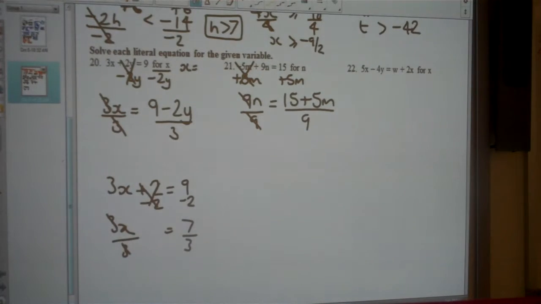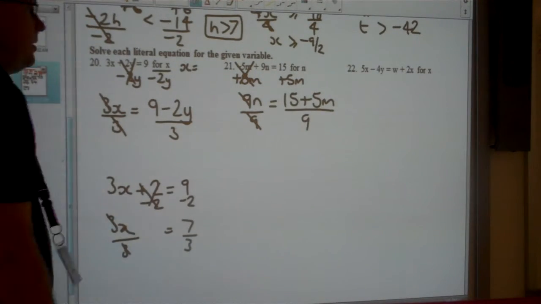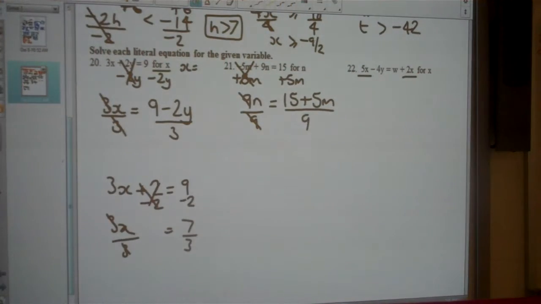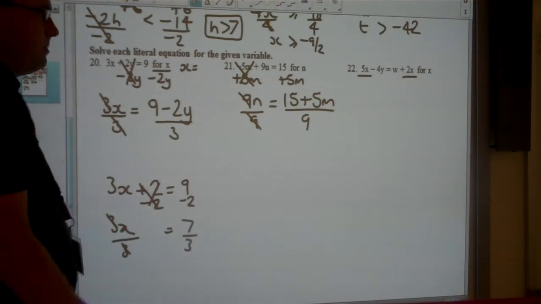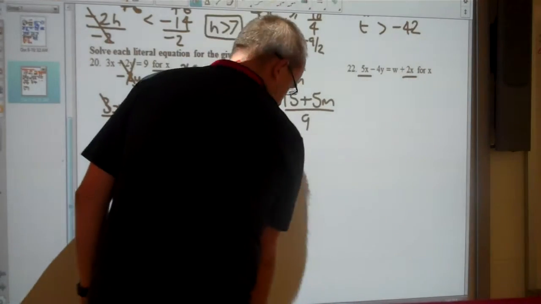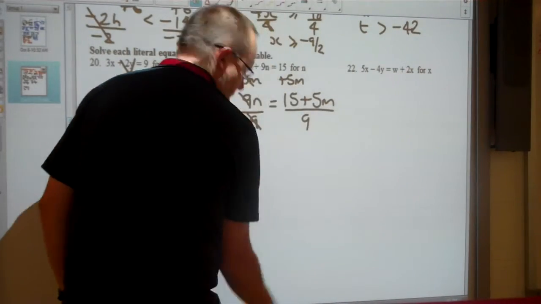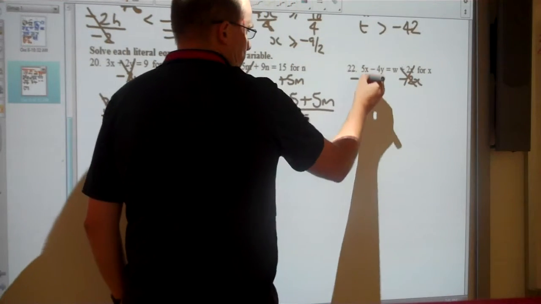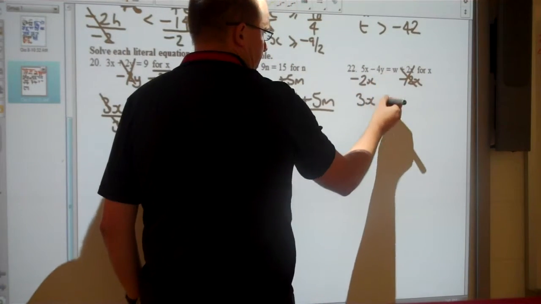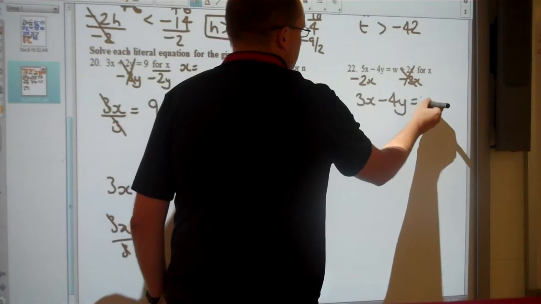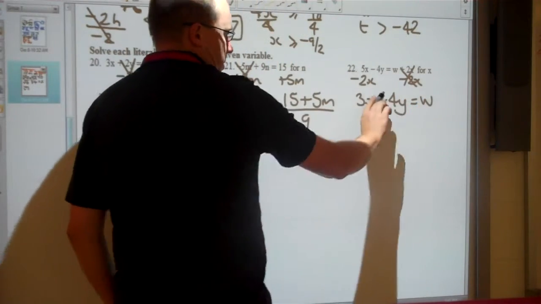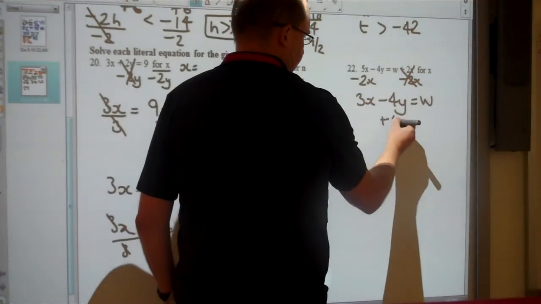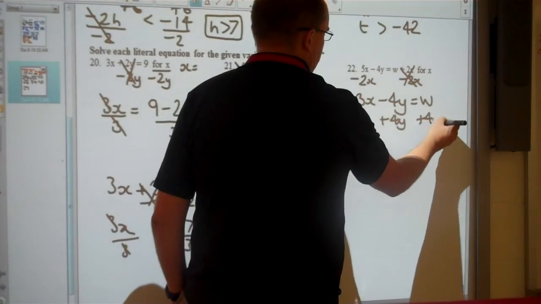My last question, I'm going to solve for x, but unusually on this question I actually have 2 terms that have x in it, so I need to collect those terms together first before I can start solving. So instead of adding 2x, I'm going to subtract 2x from both sides. So I've got 3x, still have negative 4y, and it equals w. Now I'm going to move this to the side because I'm trying to get the x by itself. So instead of subtracting 4y, I'm going to add 4y to both sides.